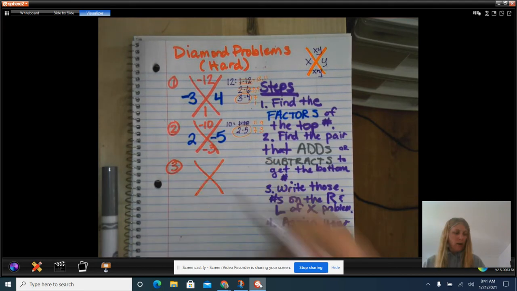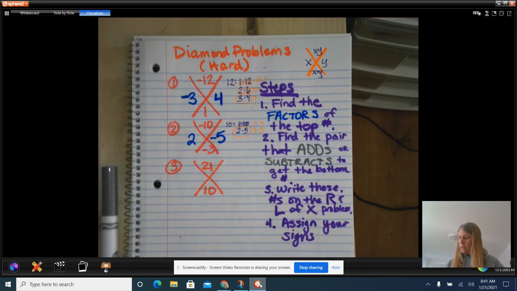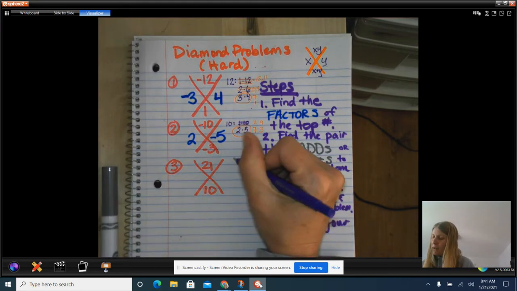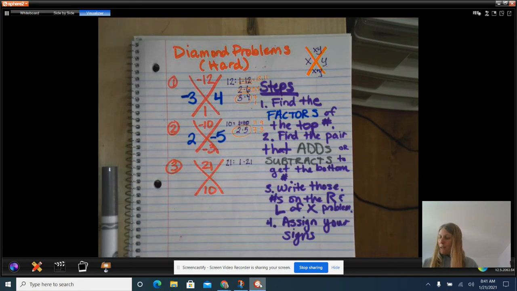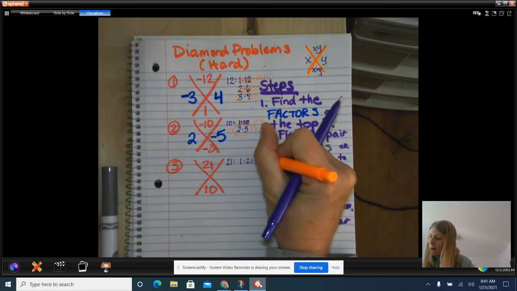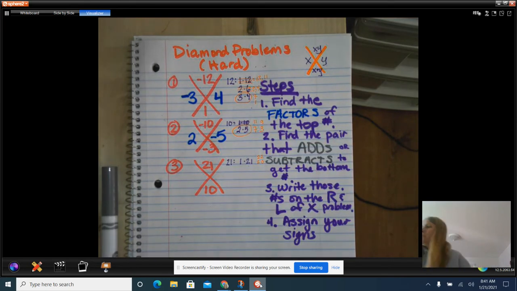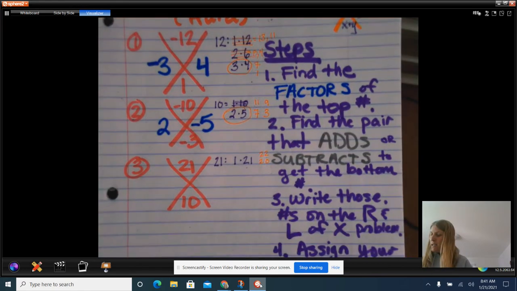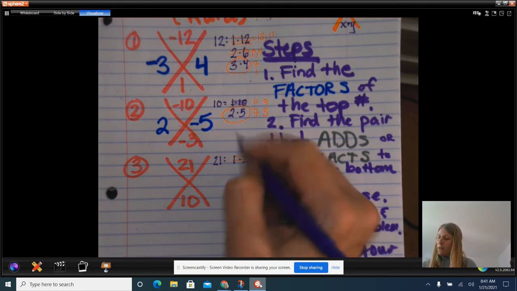Our top number is going to be 21, and our bottom number is going to be 10. So now I'm going to once again look for the factors of 21. So I have a 1 times 21. That's going to add to 22 and subtract to 20. I'm looking for a 10, so I know that that is not my pair. 2 does not go evenly into 21, but I know that 3 does.